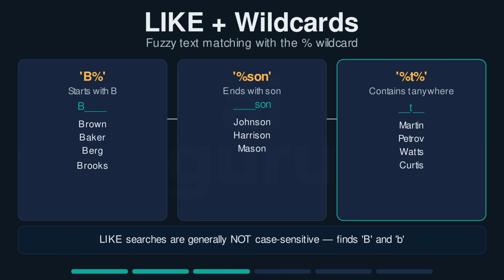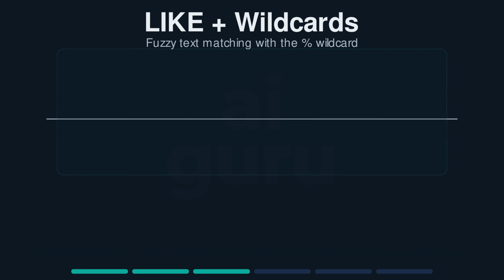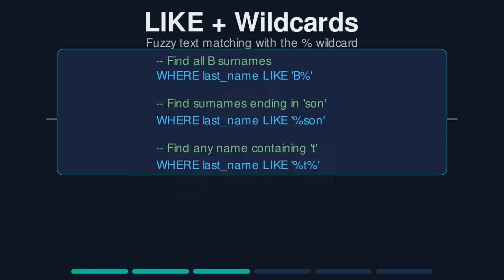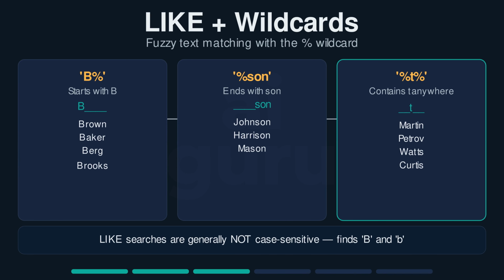For text, we use the LIKE operator, and we almost always pair it with a wildcard. The most common wildcard in SQL is the percent sign. How does a percent sign act as a wildcard? The easiest way to understand the percent sign is to translate it as the database saying, I do not care what else is here. It's a placeholder for any number of characters. 0 characters, 5 characters, 50 characters. Let me test this.